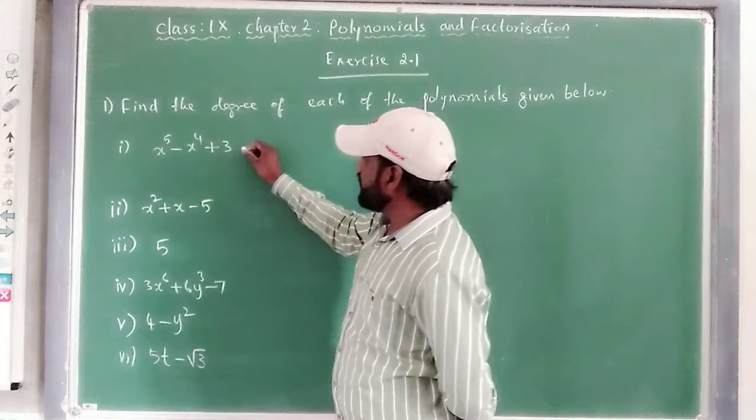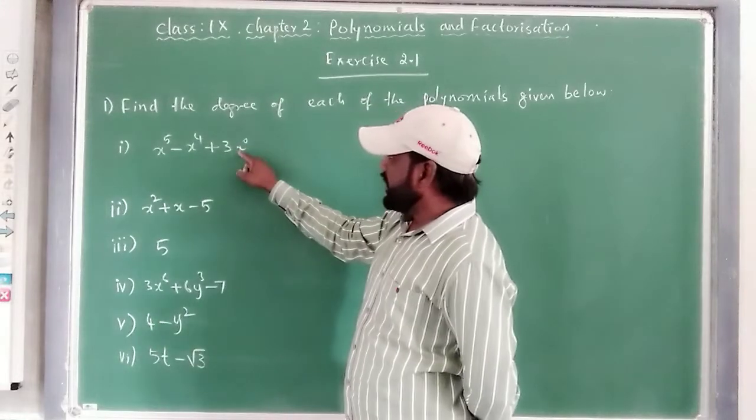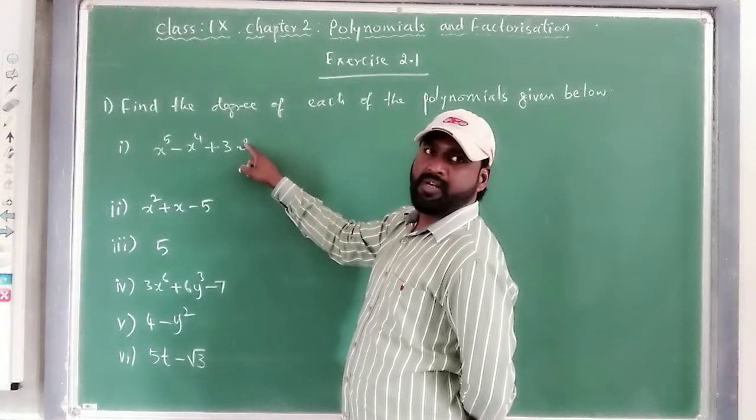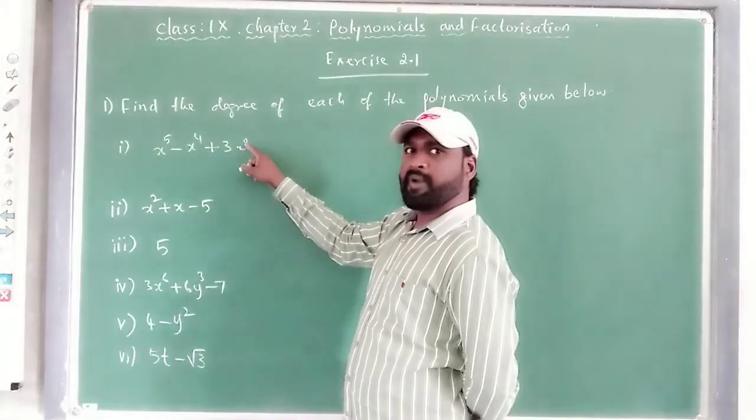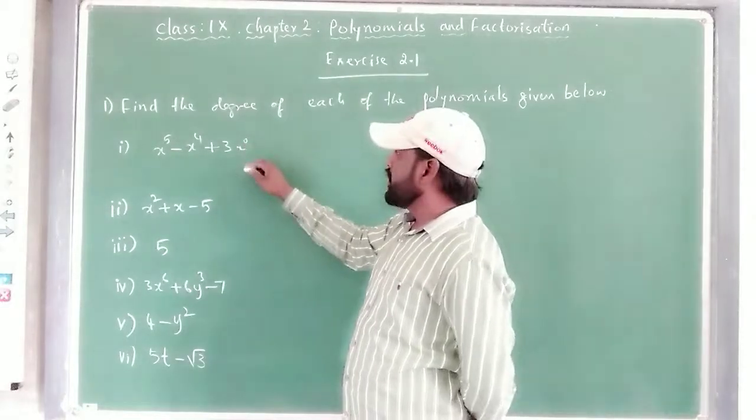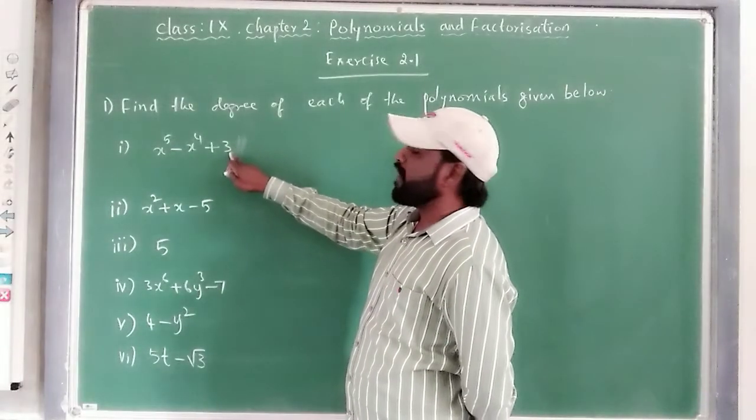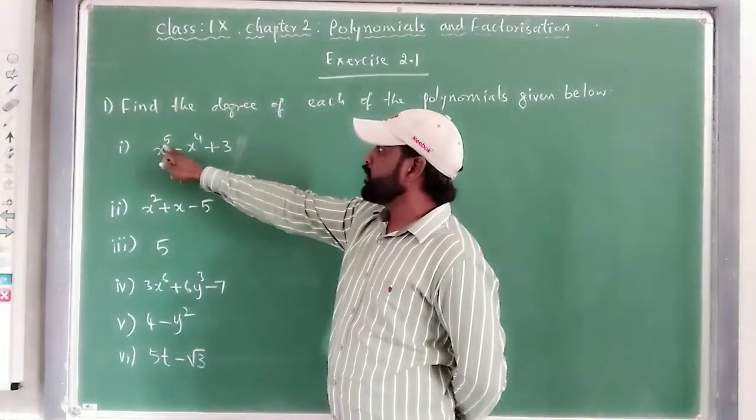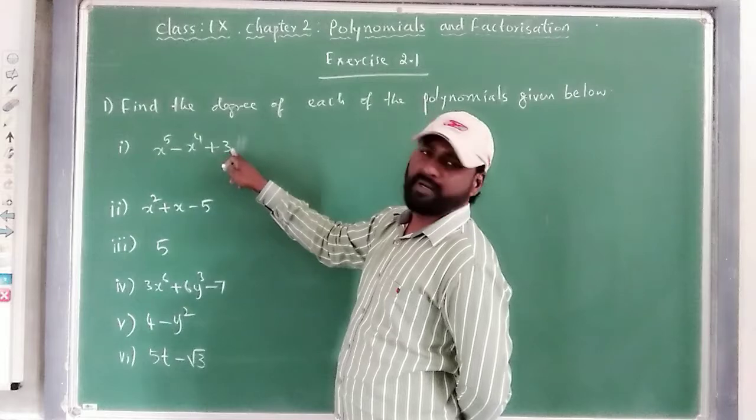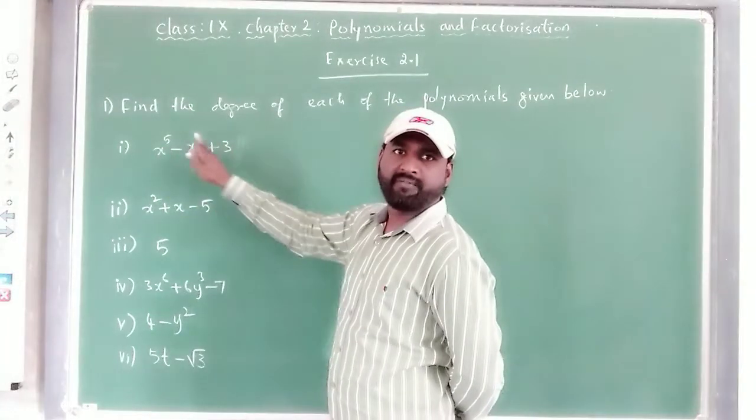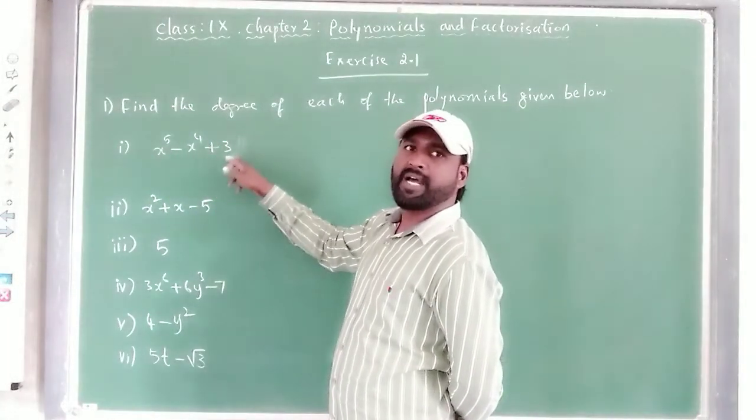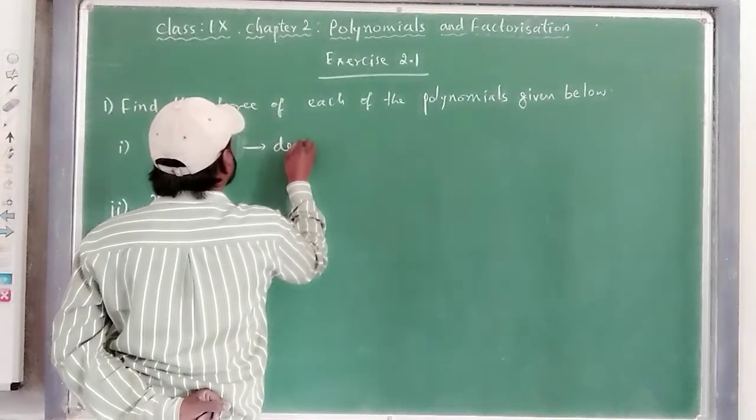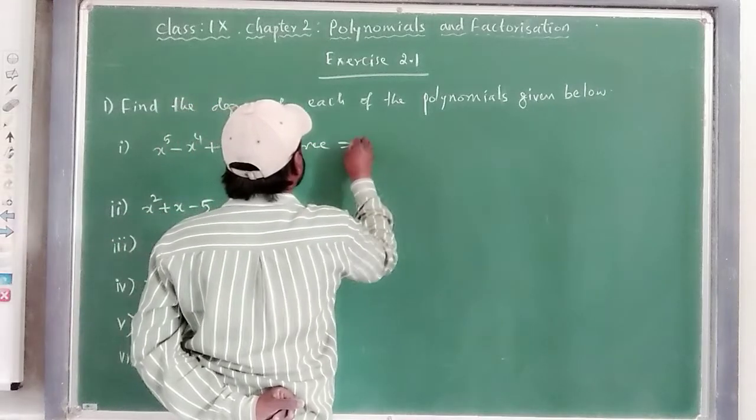You cannot see the 0, but that means x to the power of 0 is there. Whatever the base is, if the exponent is 0, that value becomes 1. We all know this from previous classes where we learned exponents and powers. So here 3 is a constant term, and the variable's exponent is 0. What is the highest exponent? 5. So that 5 will be the degree of this entire polynomial. Degree is equal to 5.